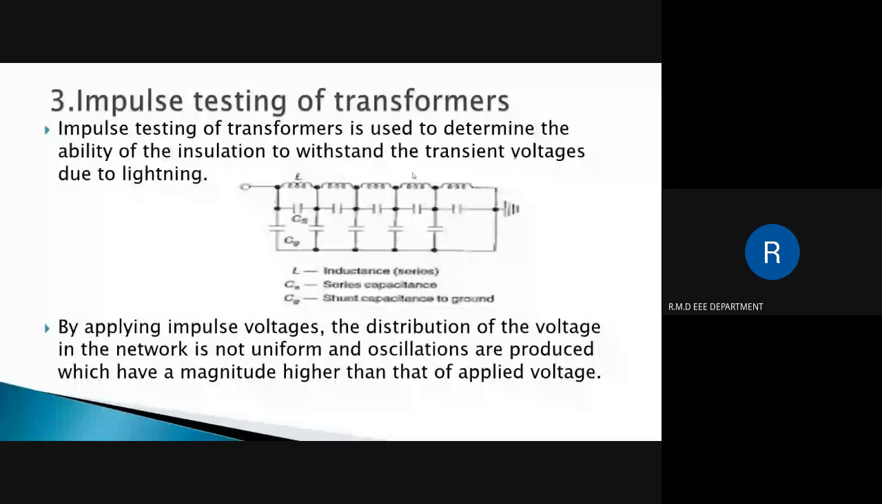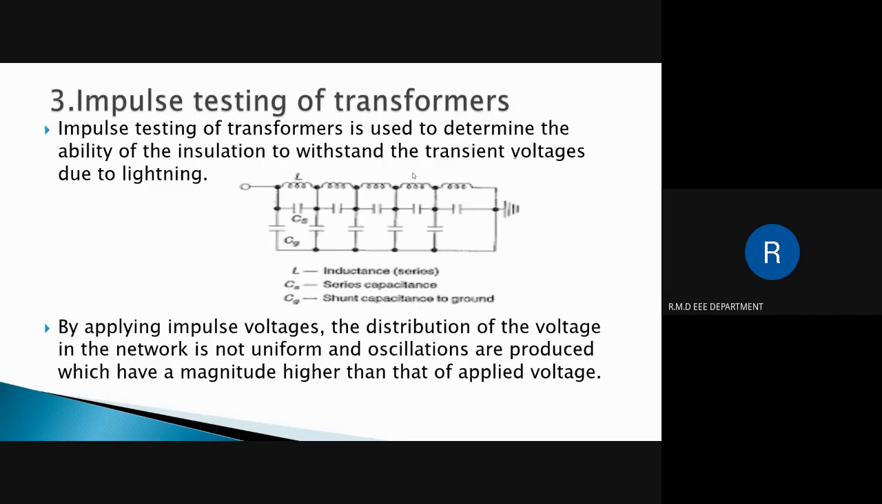The diagram shown in this PPT is the equivalent circuit of the transformer windings for impulse testing. L represents the inductance, CS represents the self capacitance or series capacitance, and CG represents the ground capacitance or shunt capacitance. So this is the diagram for the equivalent circuit of a transformer winding for impulse test.